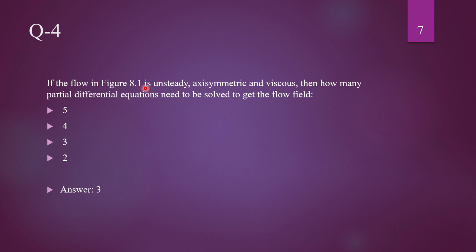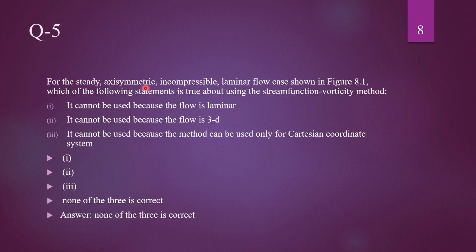And in a similar way, the axisymmetric flow case was observed. When we are dealing with axisymmetric flows, one dimension can be cut off, thereby reducing the partial differential equations. Therefore, it becomes three partial differential equations that need to be solved to get the flow field.